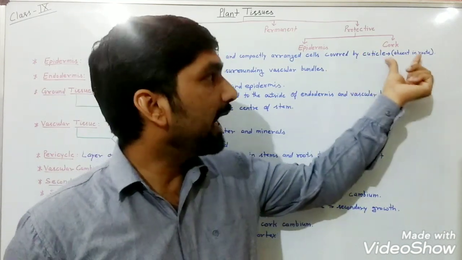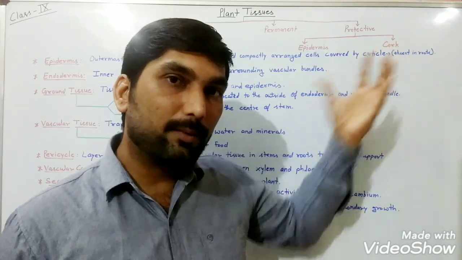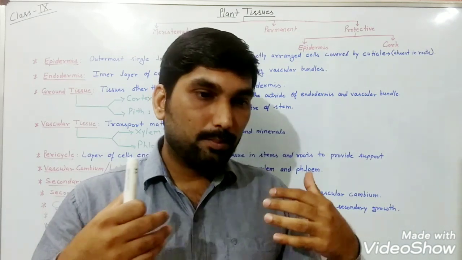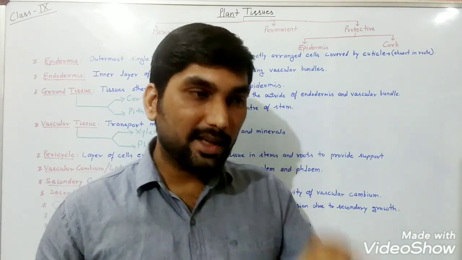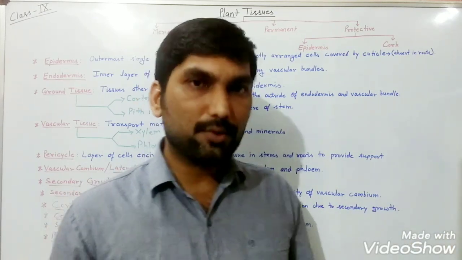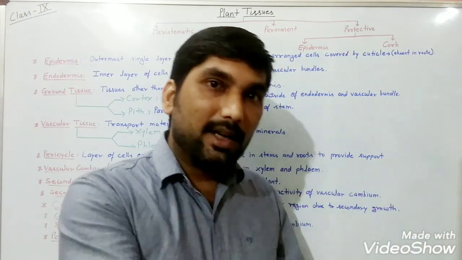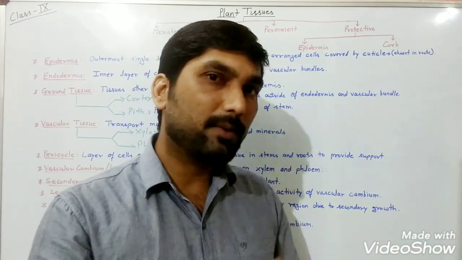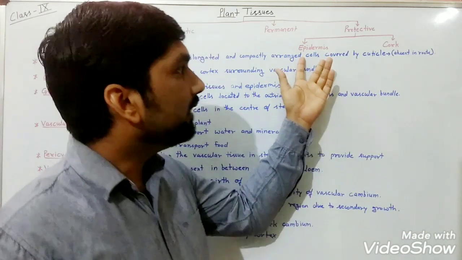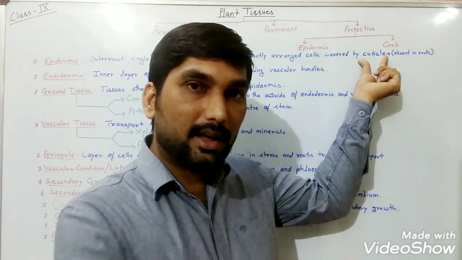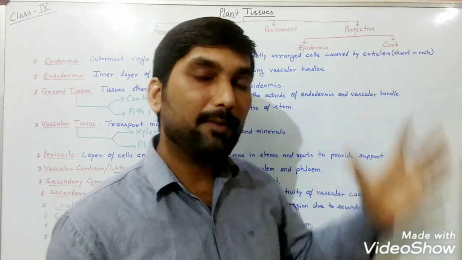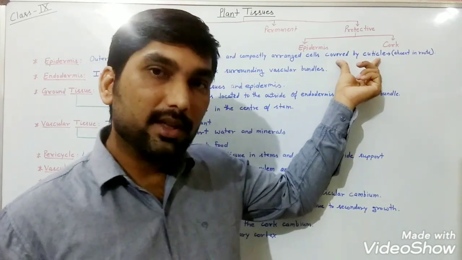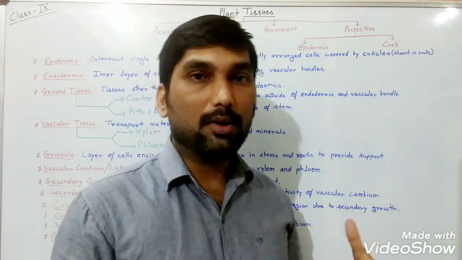But this cuticle is absent in roots. The function of this waxy coating is to prevent the loss of water from the aerial parts of the plants. But as you know, the roots are embedded in the soil and fixed there, and their function is to absorb water. That's why the epidermis of roots lacks cuticle, so that they can absorb water from the soil. But when we talk about the stem and leaf, the layer of cuticle is present there and it prevents the loss of water.